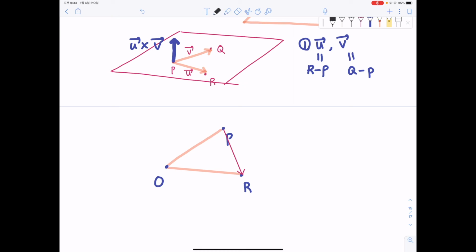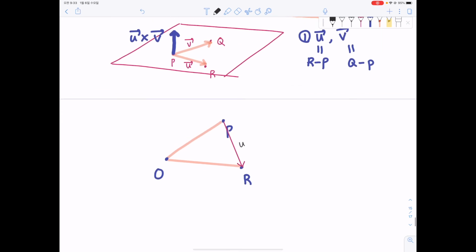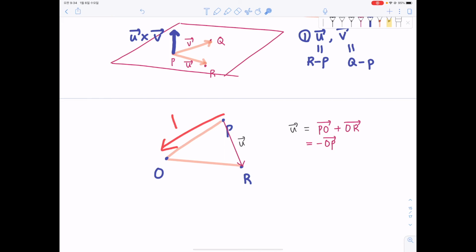Maybe you learned this method in the physics class, maybe? I'm not sure, but yeah. If you want to find this u, then u is just this vector plus this vector. This vector means it is the PO vector plus the OR vector. So we know that the PO vector is minus the P vector. PO vector is this one, and OP vector is this one.